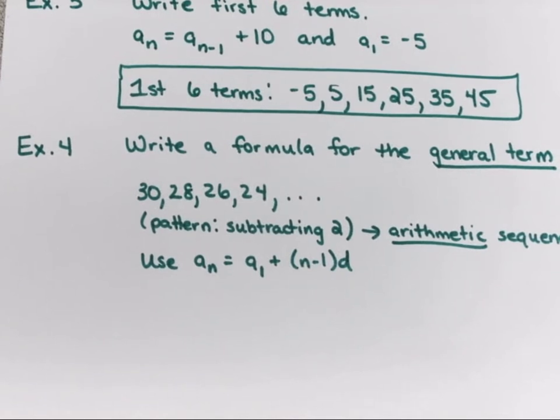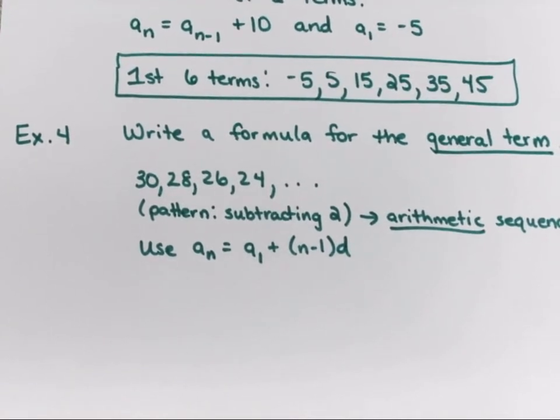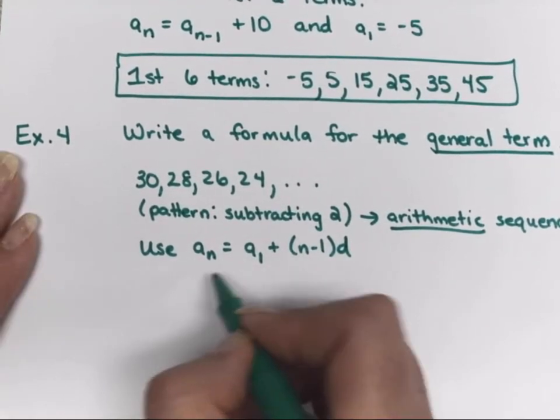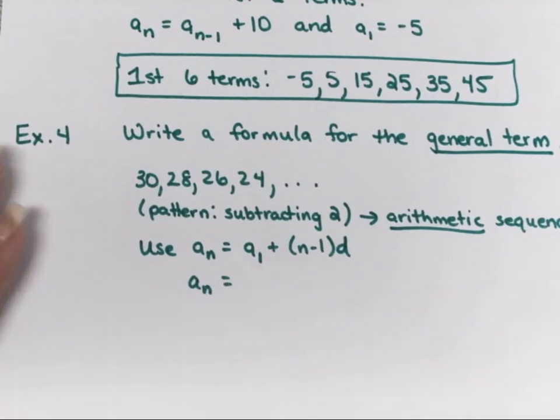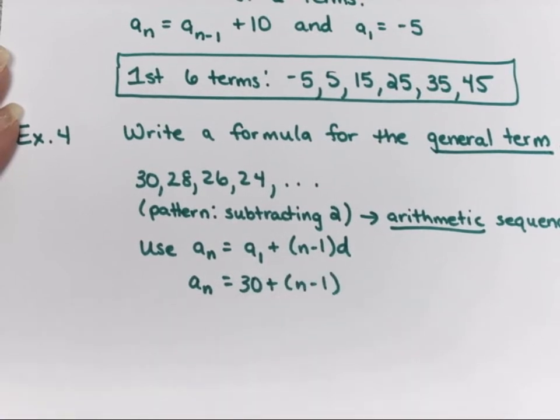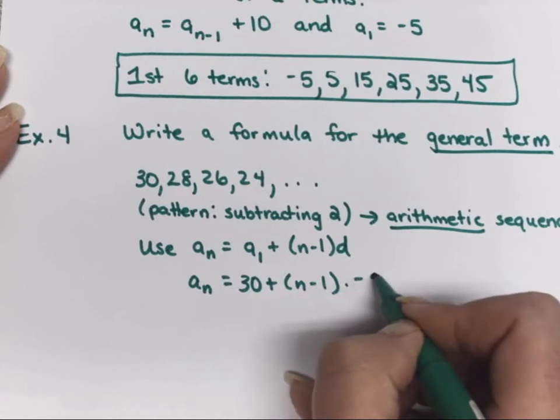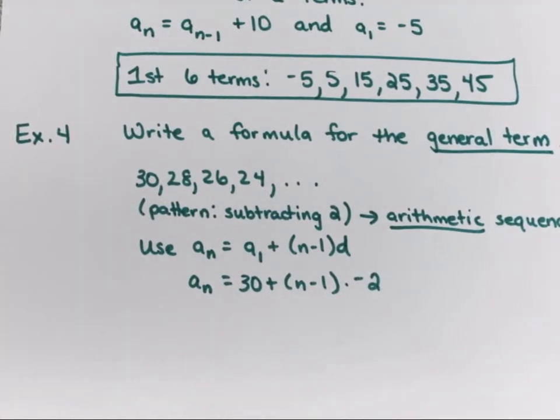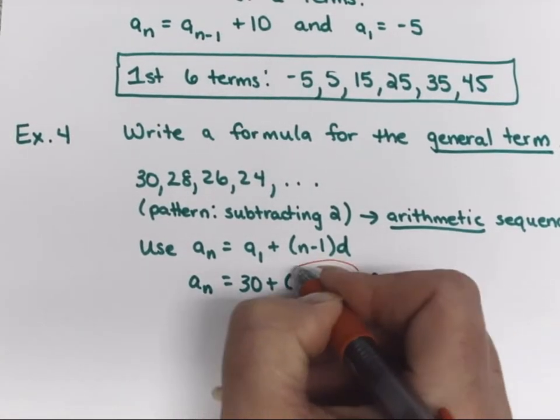Okay, and then I just need to fill in the things that I know, right? Now notice, I want a general term formula, so I'm not going to replace anything with a sub n. I don't know what number I'm being asked to find, right? I'm just asked to find the general term. But I do know the first one, right? What's a sub 1? 30. Don't really know n minus 1, so I'm going to leave that alone. Okay, but I do know d. What is it? Minus 2? Okay, so then I'm just going to clean up this formula a little bit.